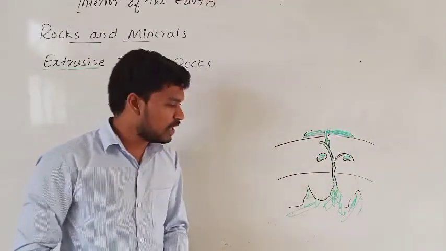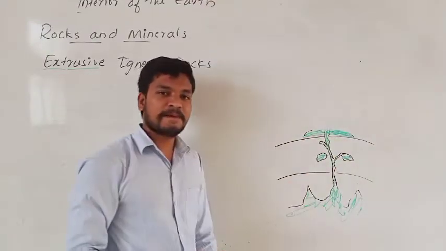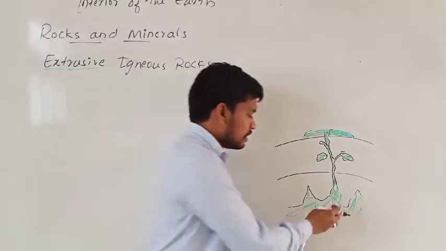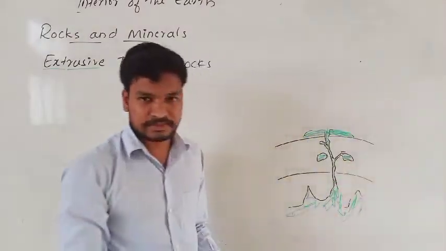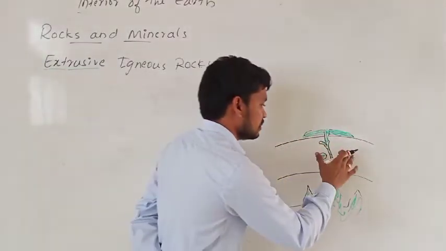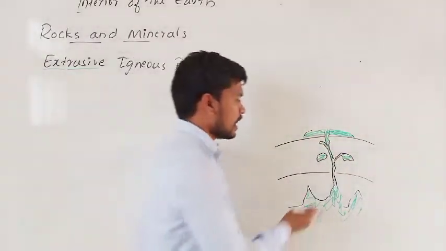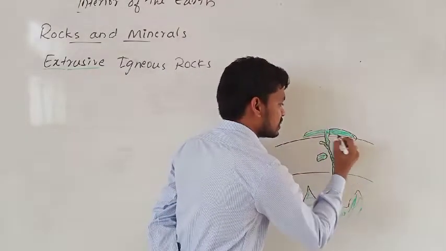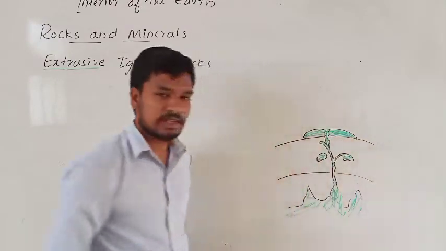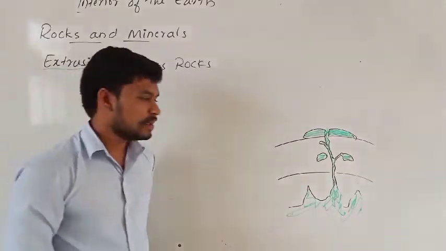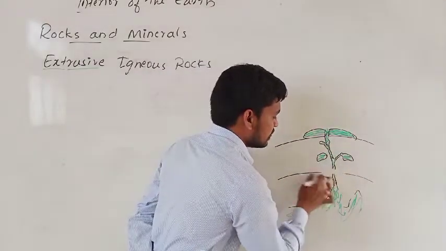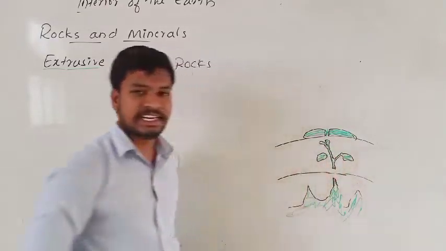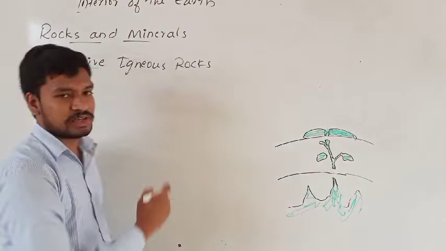There are some rocks, meaning while volcanoes erupt, some part of the volcano remains beneath the crust. Every volcano or every magma will not come outside. Some magma remains beneath the crust, and some magma comes out of the Earth's surface. Whatever magma has come out of the Earth's surface will become hard rock, called extrusive igneous rock. The remaining rock which remains inside the crust is called intrusive igneous rock.